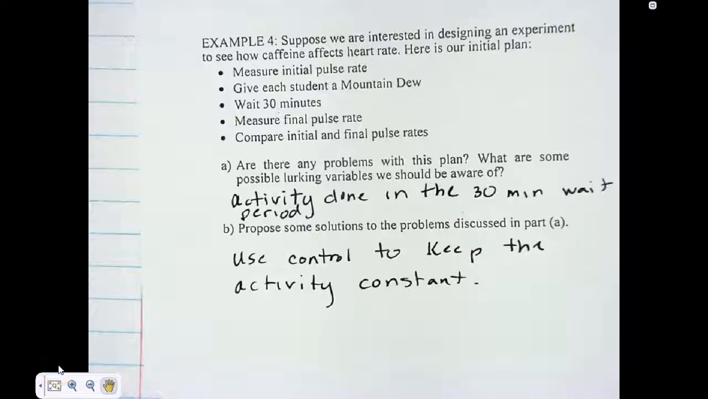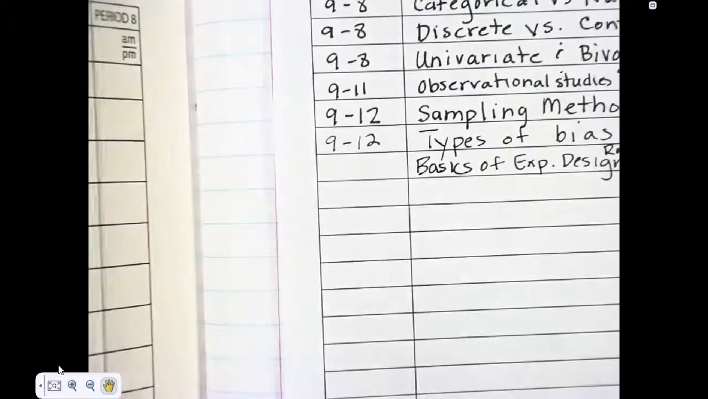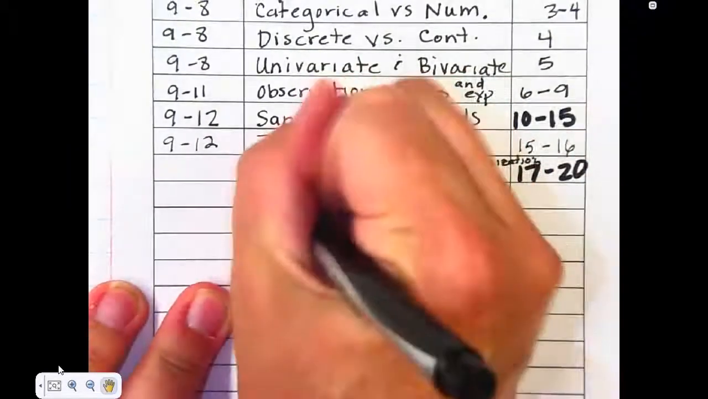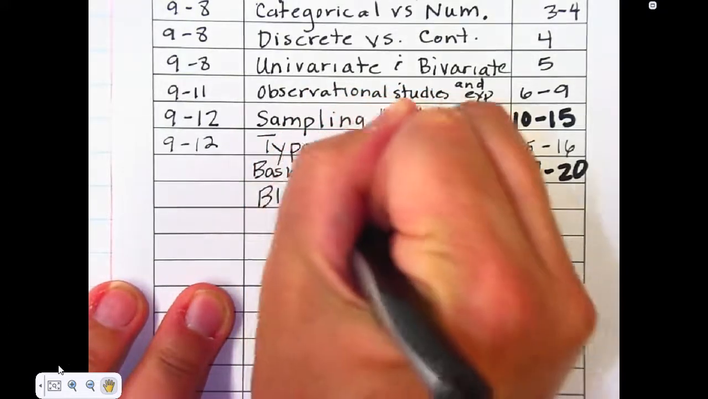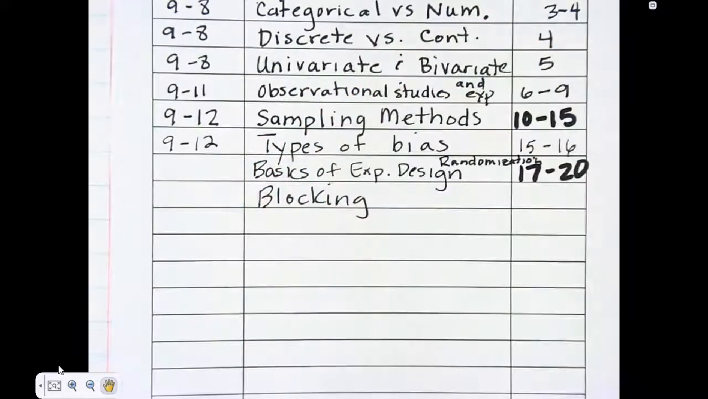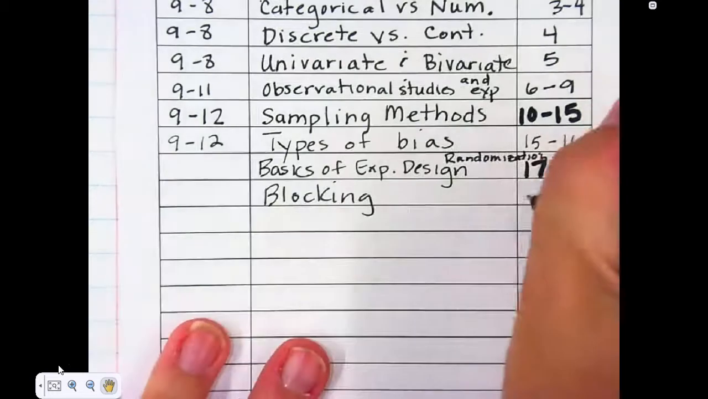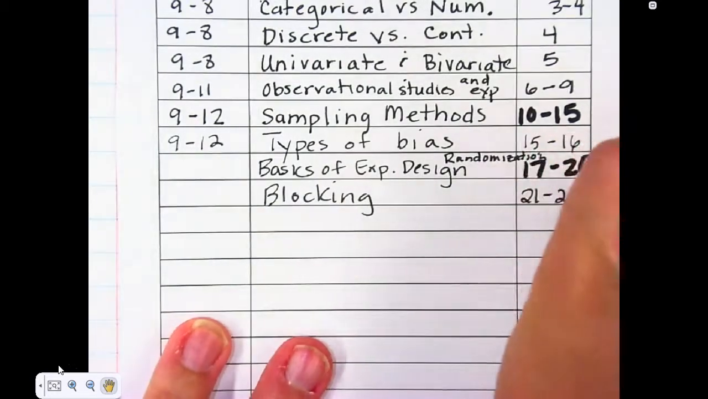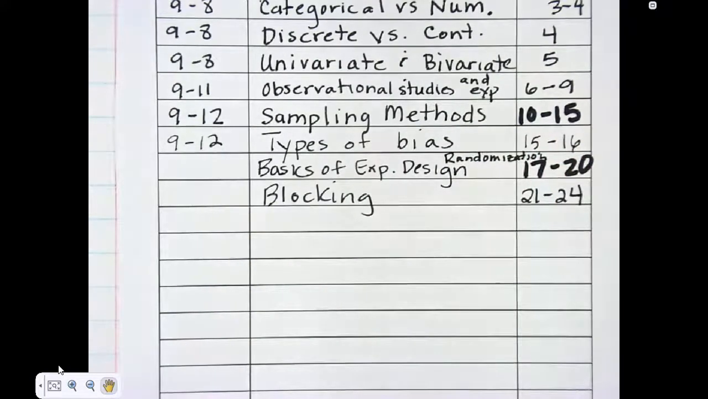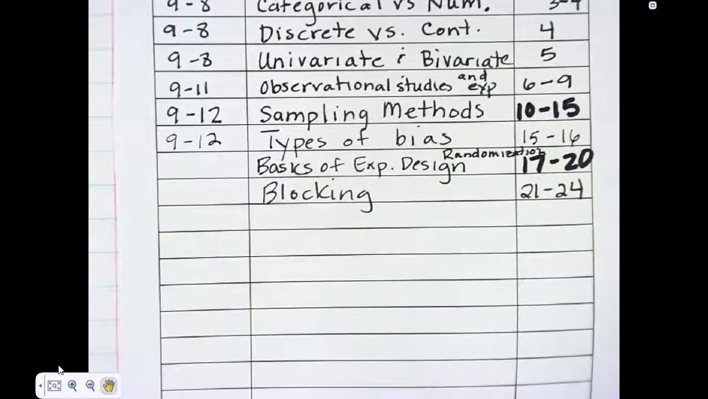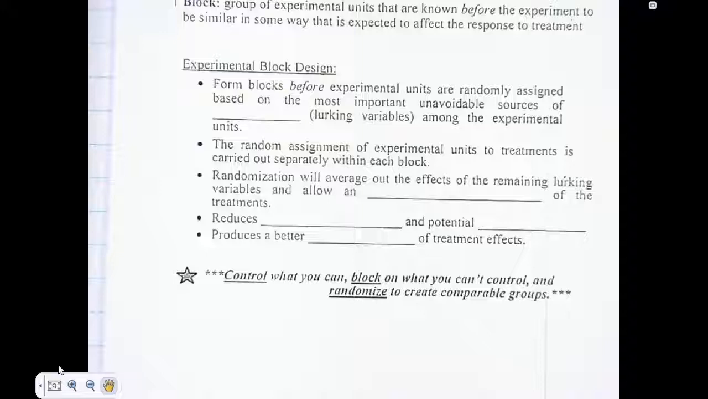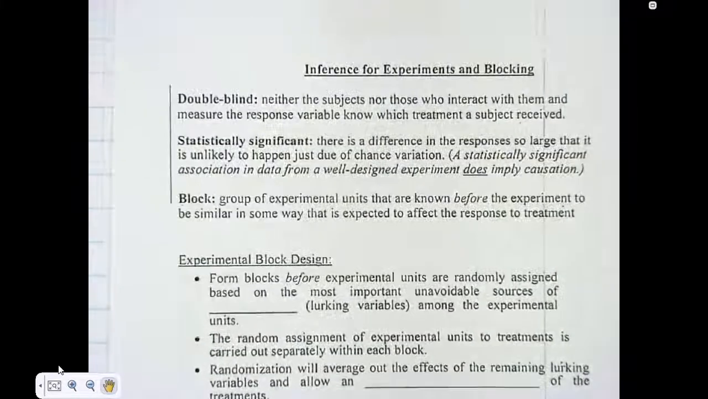Okay, we're going to go ahead and talk about our next type of experimental design, which is going to be blocking. Okay, so we're going to write in blocking. It's just a type of experimental design, and I'm thinking this is going to be pages 20 through 24. So we're going to turn to page 20 in our notes. Let me get that so you can see it.